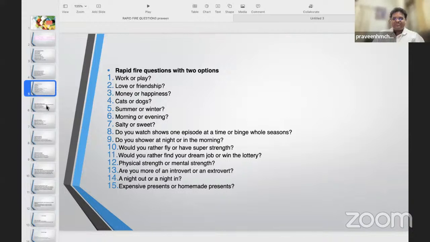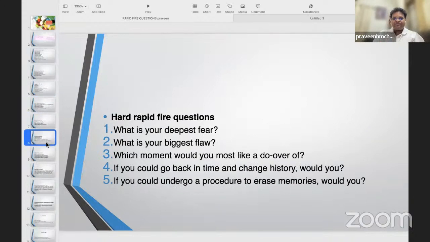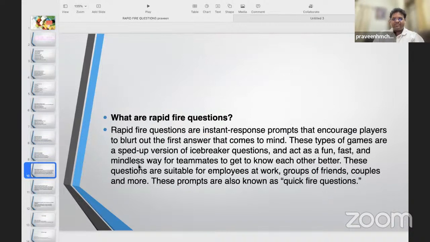Okay, so just about that, and a few lines about rapid fire questioning. Rapid fire questions are instant response prompts that encourage players to blurt out the first answer that comes to mind. These types of games are a sped up version of icebreaker questions and act as a fun, fast, and mindless way for teammates to get to know each other.